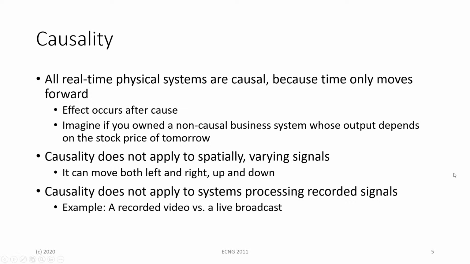One thing to note is that causality cannot apply to spatially varying signals. They can move both left and right and up and down, but once you have signals that jump all over the place, or piecewise continuous signals, we cannot apply causality to these signals.